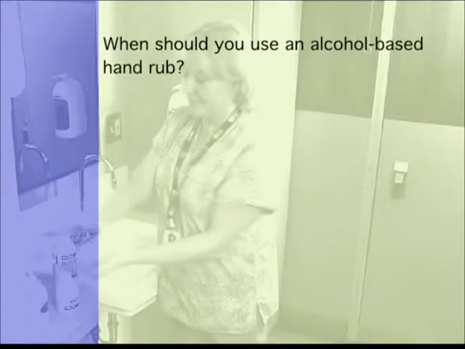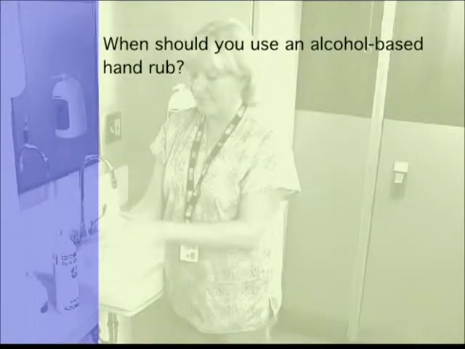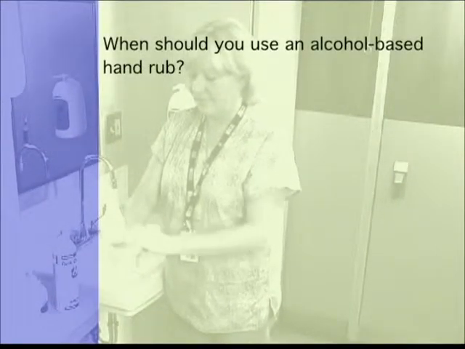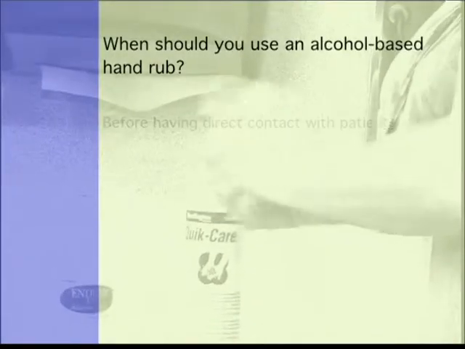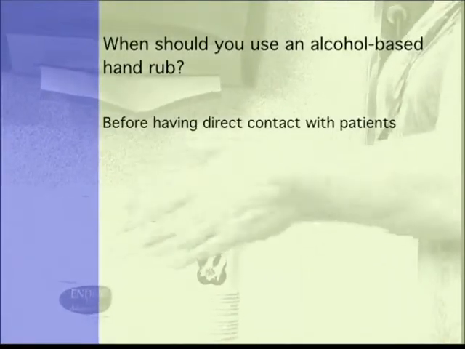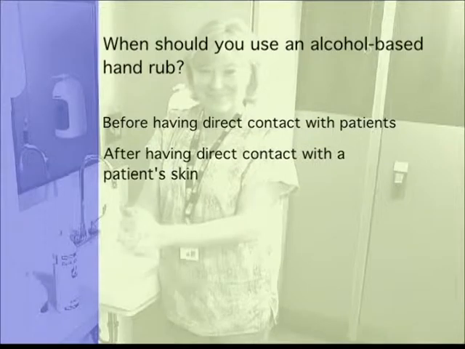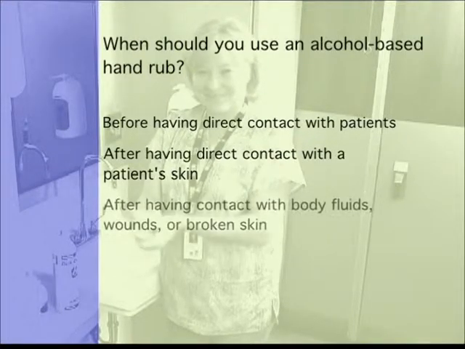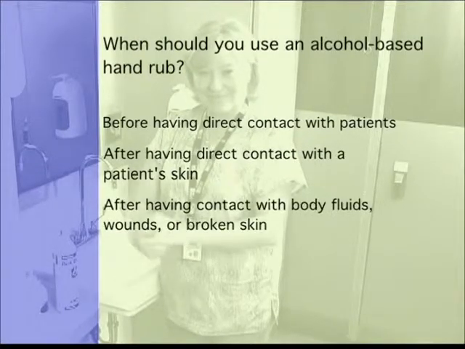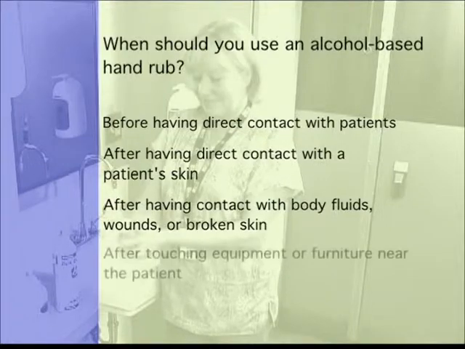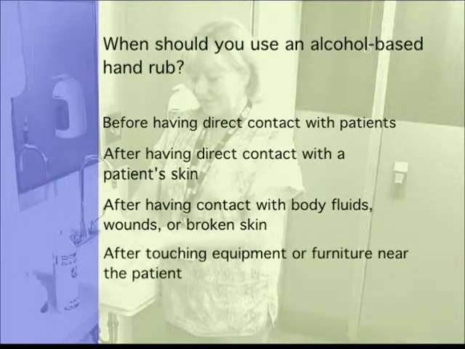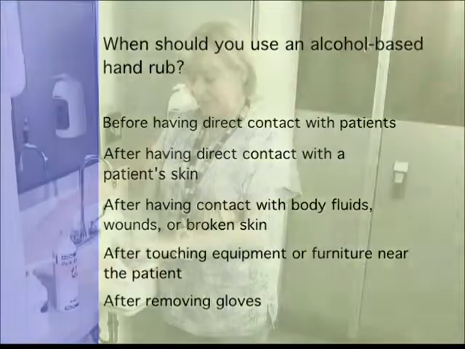If hands are not visibly soiled or contaminated with blood or body fluids, use an alcohol-based hand rub for routinely cleaning your hands before having direct contact with patients, after having direct contact with a patient's skin, after having contact with body fluids, wounds, or broken skin, after touching equipment or furniture near the patient, after removing gloves.